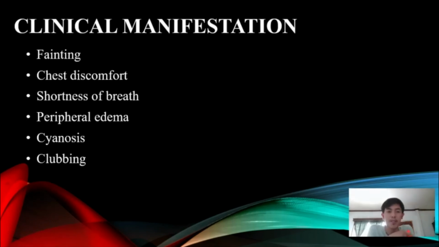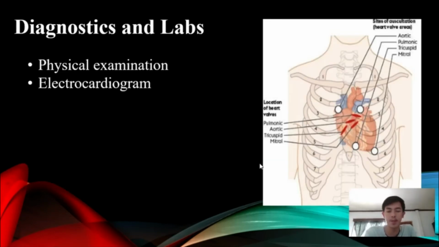The clinical manifestations for idioventricular rhythm consist of fainting, chest discomfort, shortness of breath, peripheral edema, cyanosis, and clubbing. The diagnostics and labs for idioventricular rhythm include physical examination, being able to detect irregular cardiac rhythm and occasional pulse deficits, and electrocardiogram to identify the ECG wave characteristics, which are ventricular rate being between 20 to 40 beats per minute.